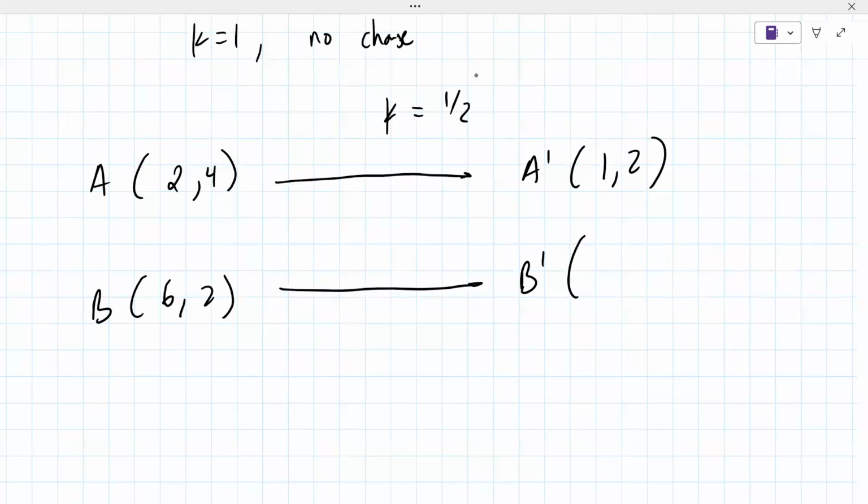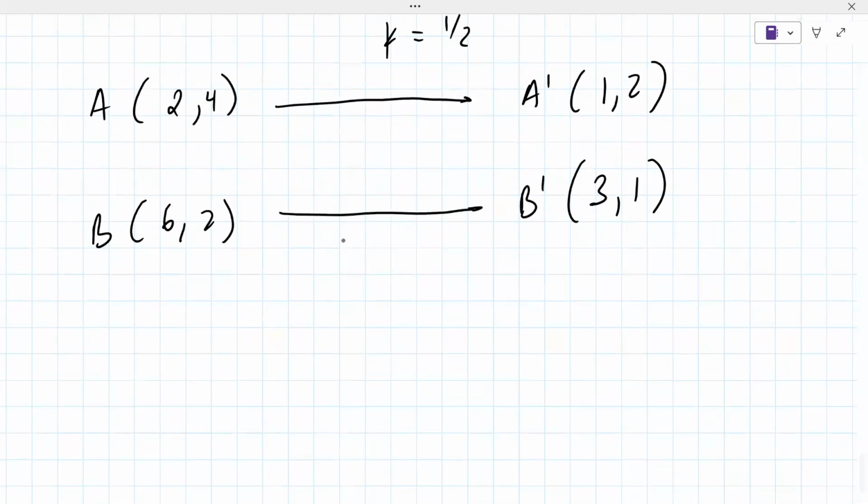B prime, you're similarly cutting in half, 3 comma 1. Is that okay? Yeah. All right. So what I'd like you to do here is try to roughly sketch out A, B, and A prime, B prime. Now, I know you don't have any grid paper, but just kind of rough sketch it. So I want you to see what it actually looks like when you scale it.